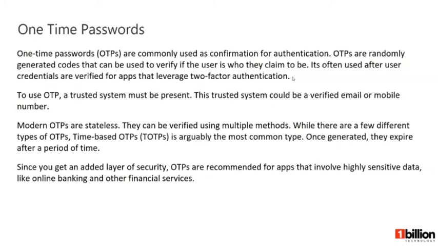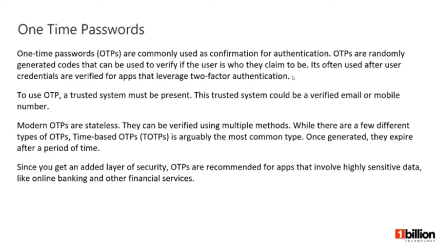One-time passwords (OTP) are commonly used as confirmation for authentication. OTPs are randomly generated codes that can be used to verify if the user is who they claim to be. They're often used after user credentials are verified, for apps that leverage two-factor authentication. To use OTP, a trusted system must be present. This trusted system could be a verified email or mobile number. Modern OTPs are stateless. They can be verified using multiple methods.